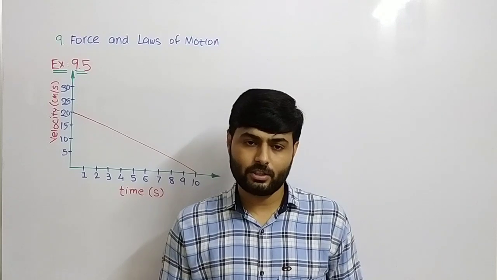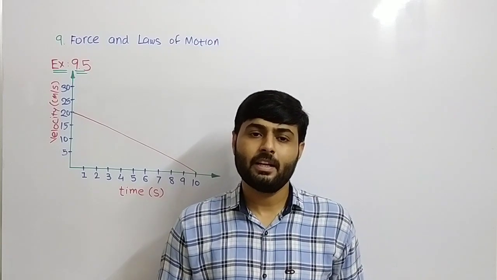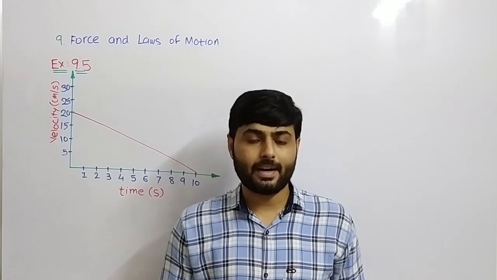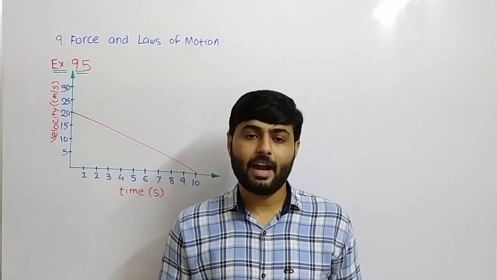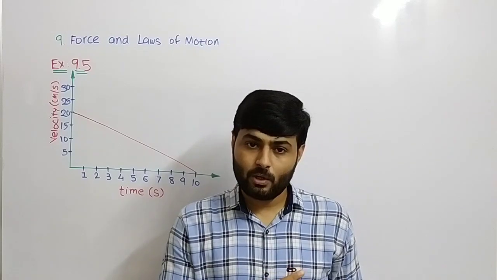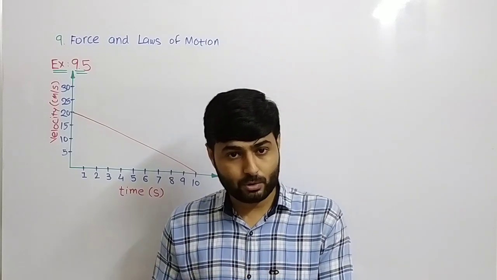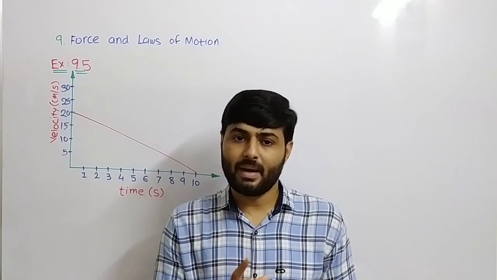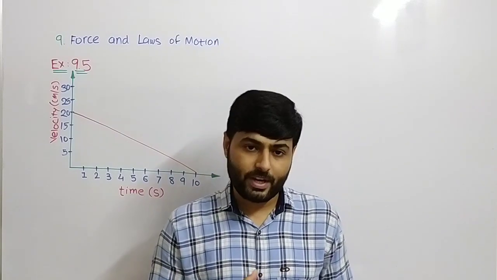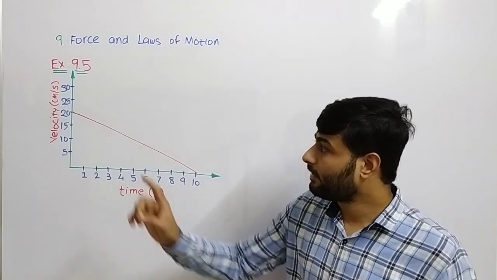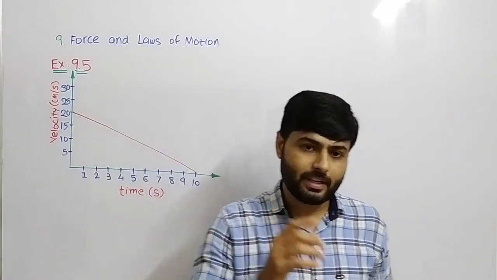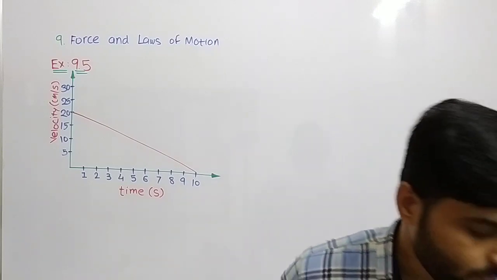In the last lecture we have seen examples 9.1 to 9.4 and also derived how the second law can be deduced to the first law mathematically. So today's session we are going to start with numerical 9.5. What is the data given here?